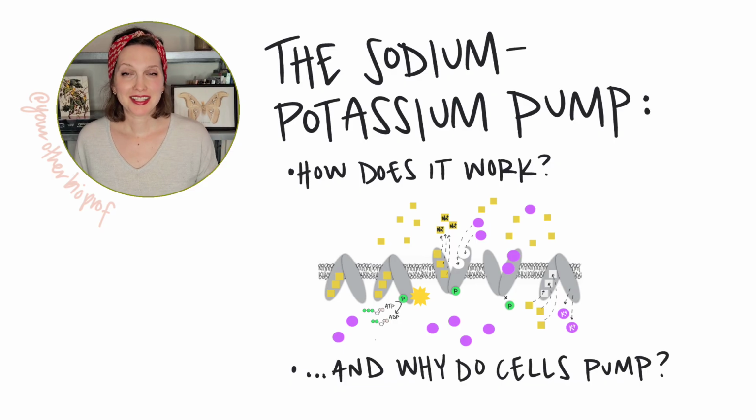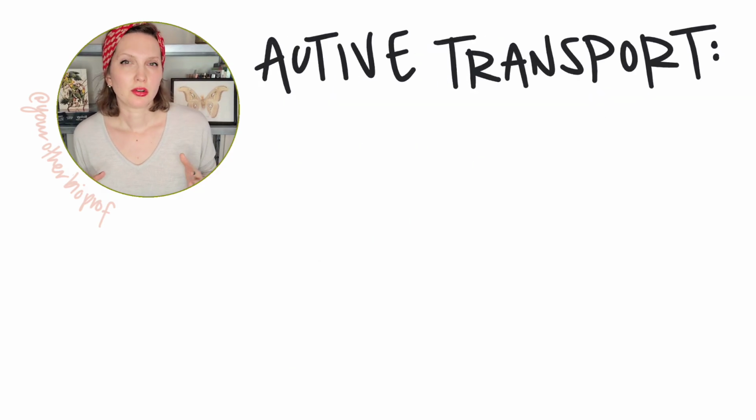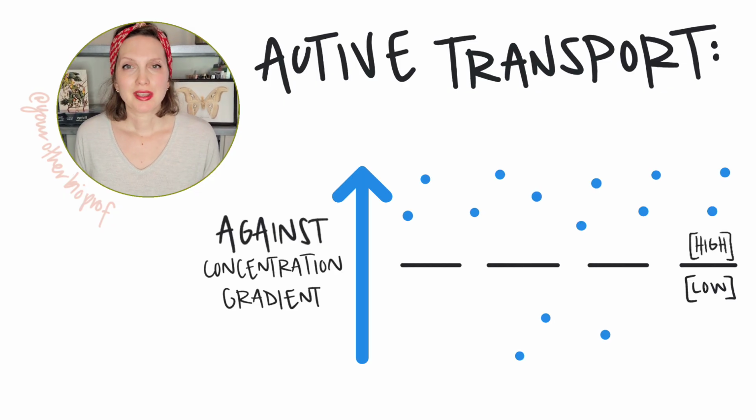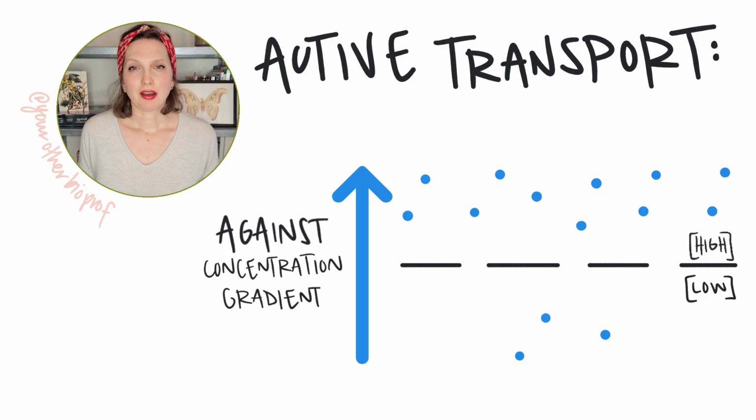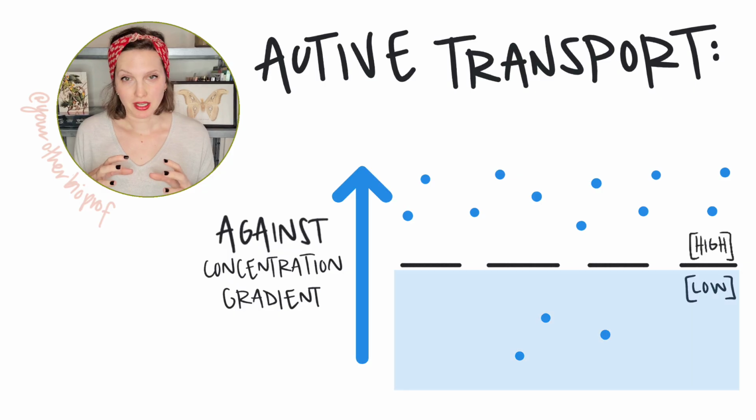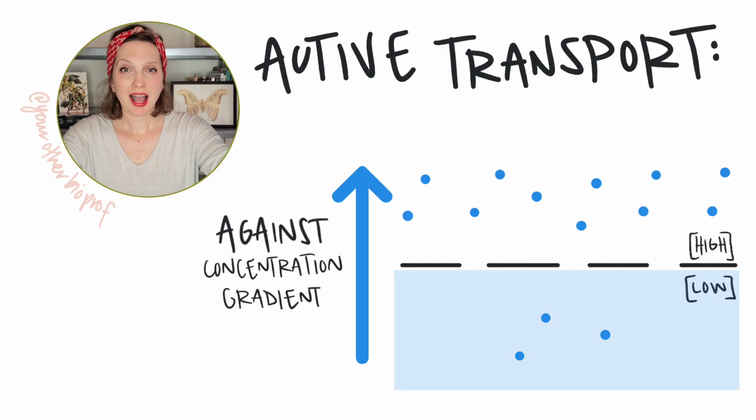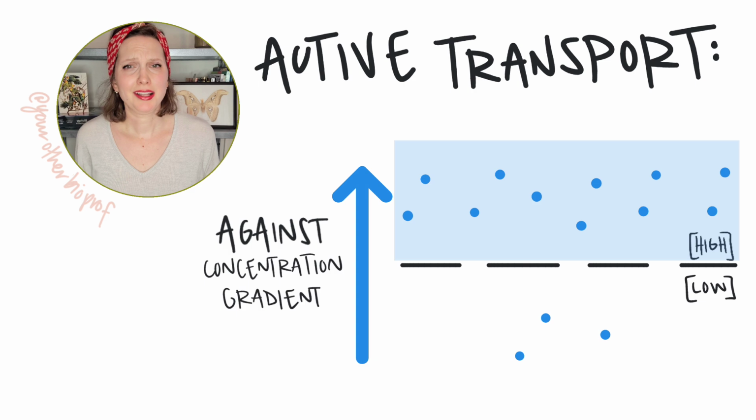Hi biology friends, it's Sarah, your other biology professor, and let's talk about the sodium-potassium pump. So again, we're in the world of active transport. That tells us a few things. First, we're transporting something against its concentration gradient. That means we're moving it from an area of low concentration of that substance to an area of high concentration. We're concentrating it, stockpiling it.